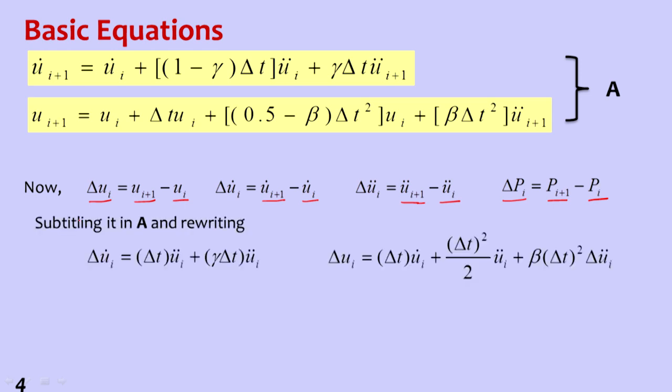Now substituting these in equation A and rewriting, what we get is this for the velocity term and this for the acceleration term. So if we substitute these in the above equation, we get delta u i dot equal to delta t u double dot i plus gamma delta t delta u double dot, and similarly for delta u, the increment in displacement.